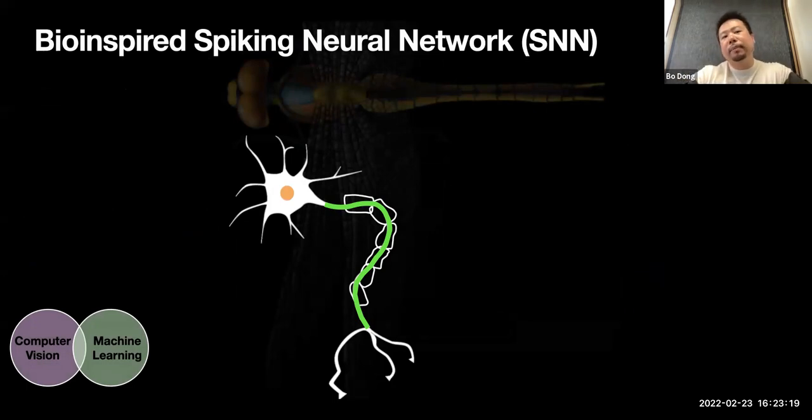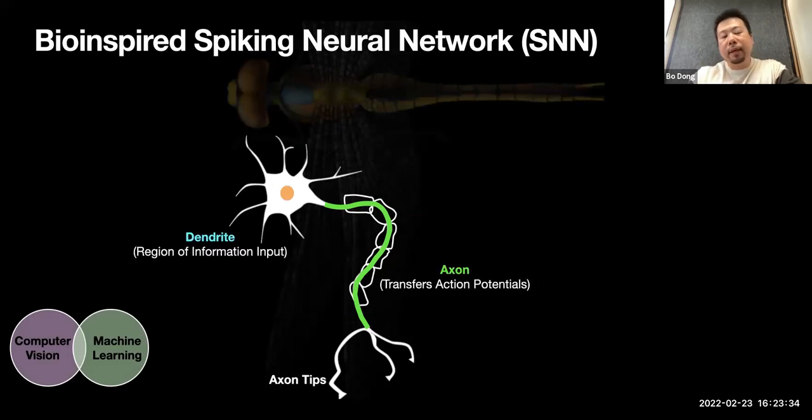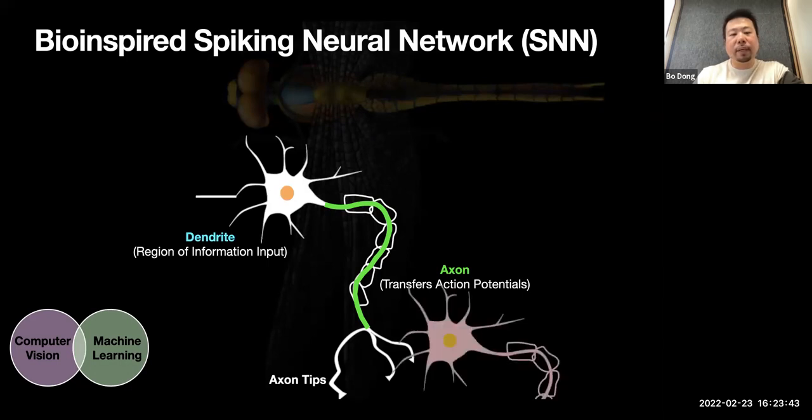Specifically, I'm interested in spiking neural networks, or SNN. SNN is a mathematical model to describe a biological neuron. If you look at a biological neuron, here I show one. They have three important parts. The first part is called the dendrite, and the second is the axon, and then at the end they have axon tips, which connect to another neuron's dendrite for communication purposes.